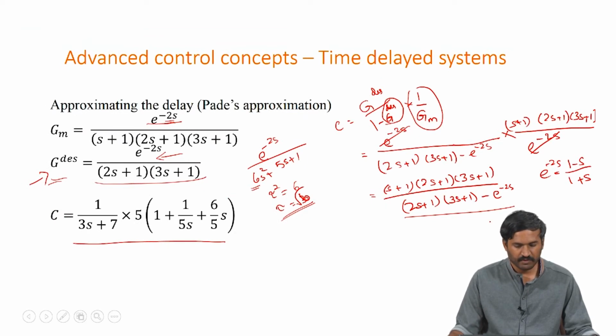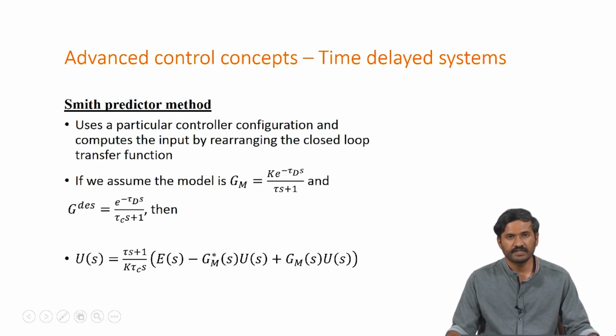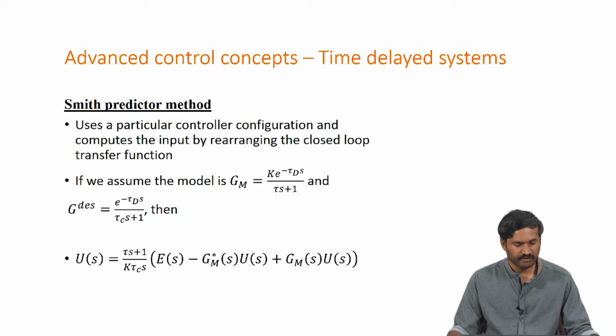Now let's go to the next topic, which is the Smith predictor method. In this method, we use a particular G desired and particular controller configuration, and compute the input by rearranging the closed loop transfer function. If we assume the model of the function is k into, that is first order with time delay tau d, and G desired is also first order with time delay tau d, then U(s) can be computed as this following equation.